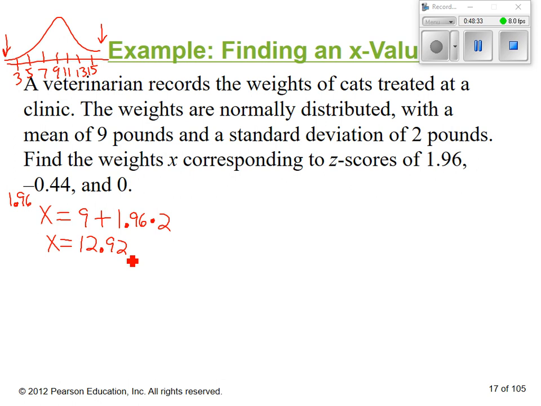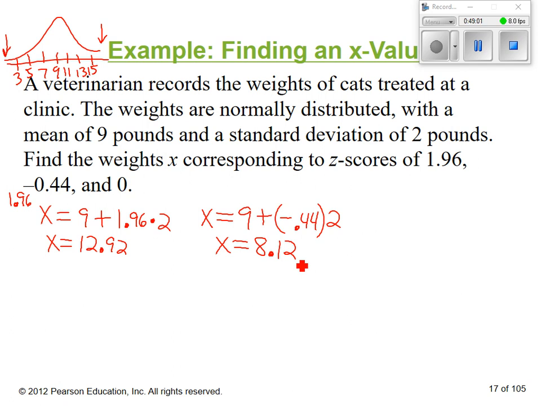Next one, negative 0.44. So same thing. 9 still, plus negative 0.44 times 2, what's that give you? 8.12. What do we notice about that cat? A little bit less than average, not too far, probably not too bad.